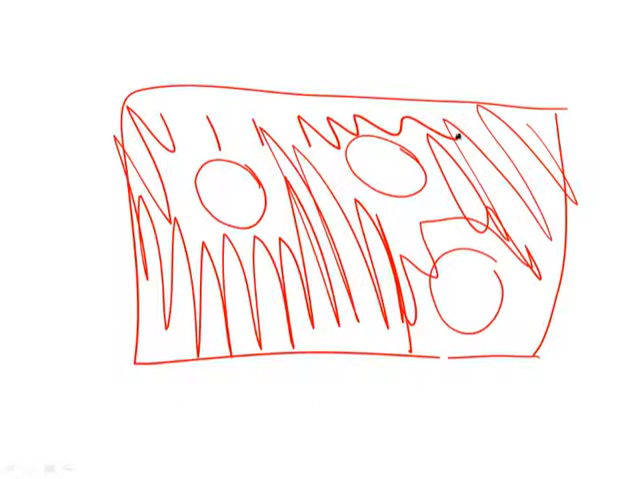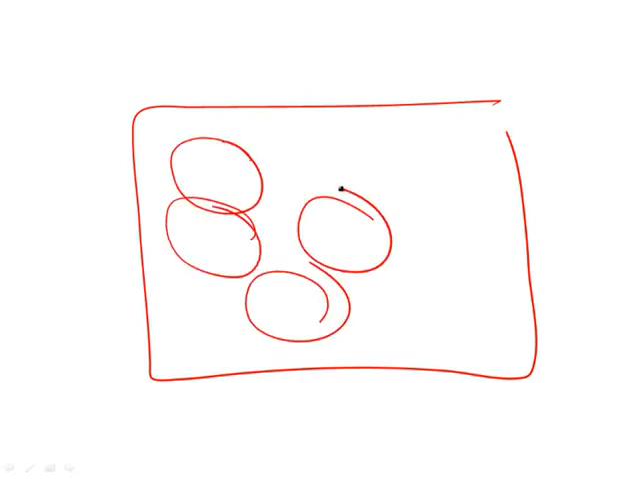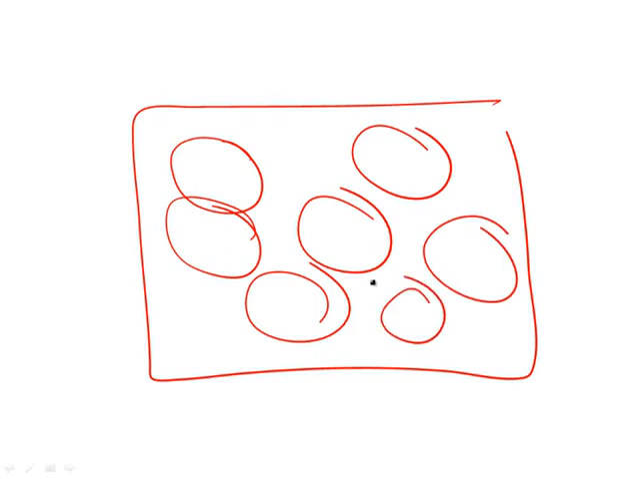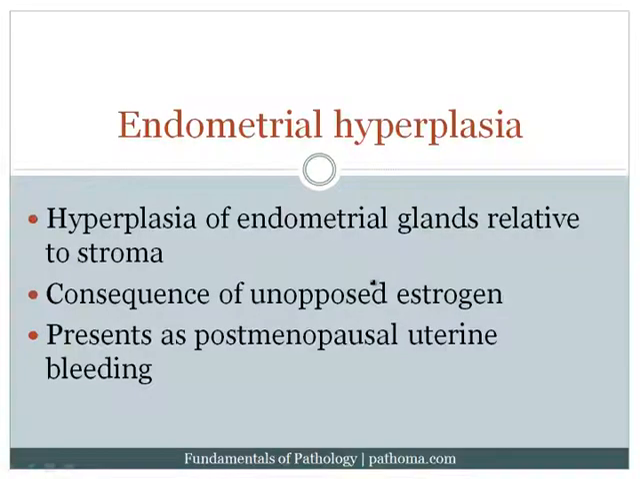And so normally you see a certain number of glands, and then you see the endometrial stroma associated with those glands. What happens in endometrial hyperplasia is the following. You're going to have a slide, for example, which is just showing you the relationship of the glands to the stroma, and instead of having glands and stroma equally spaced out, you start getting a lot of glands relative to the stroma. And that is what defines endometrial hyperplasia. And that's why I say in your book here that it is a hyperplasia of the endometrial glands relative to the stroma. What drives this process?